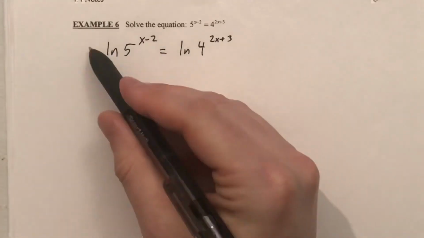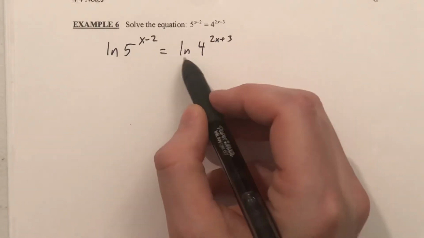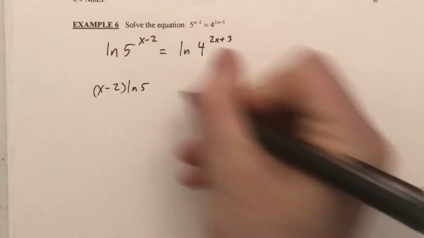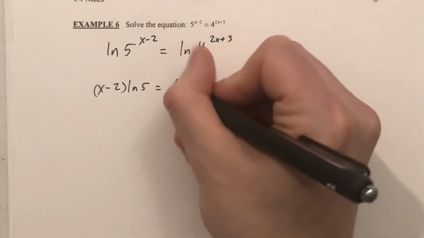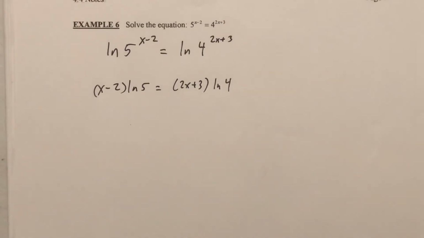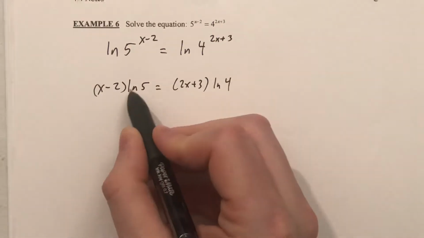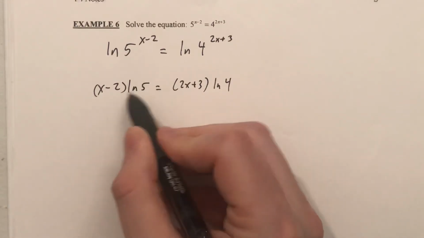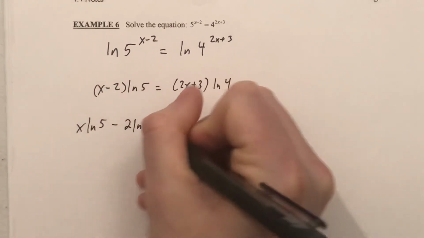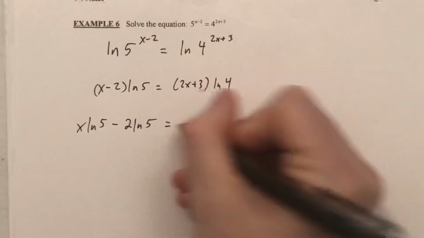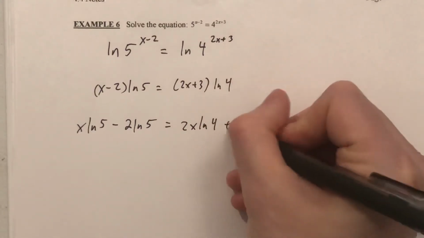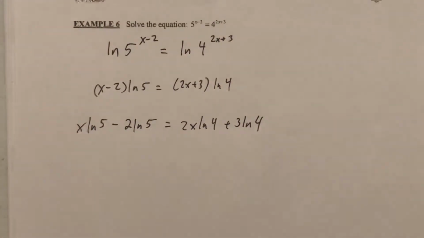Now, we can use our power rule. It's the whole reason we do this. We make these into logarithms so we can get those exponents out front. We just need to be careful about how we do it. X minus 2 is one thing out front. 2x plus 3 is one thing out front. And those parentheses are very important because we have to make sure we distribute this value, ln of 5, as just a number, to both of them. So that's x ln of 5 minus 2 ln of 5. And then same thing here, 2x times ln of 4 plus 3 ln of 4.